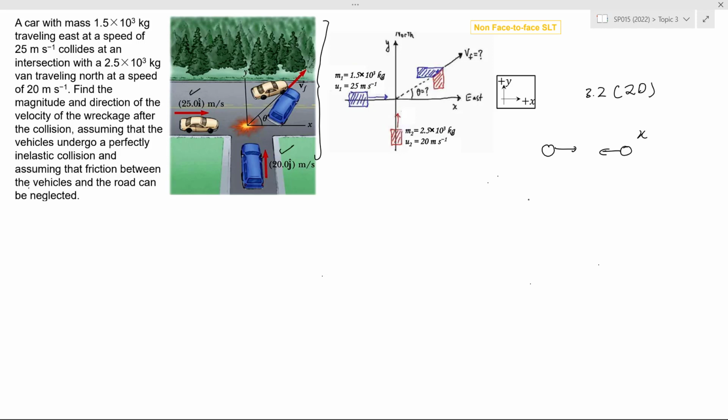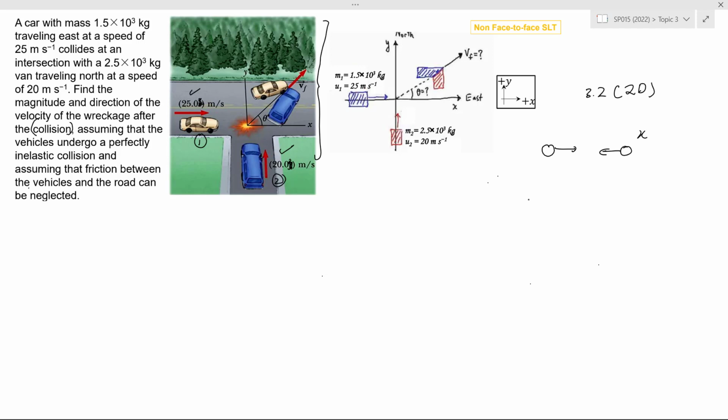Okay, so jom baca soalan dia. A car with a mass of 1.5 times 10 to the power of 3 kilograms traveling east at a speed of 25 meters per second collides at an intersection with a 2.5 times 10 to the power of 3 kilogram van traveling north at a speed of 20 meters per second. So, saya tahu ini adalah objek pertama dan ini adalah objek kedua. I dengan J dekat sini, you tak payah risau, you tak belajar dah unit vector. Okay, so soalan minta find the magnitude and direction of the velocity of the wreckage after the collision.